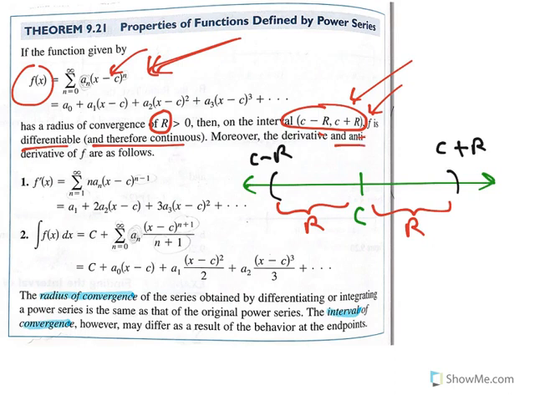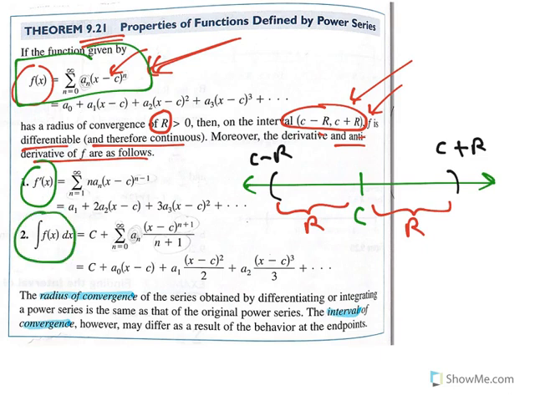Moreover, the derivative and antiderivative of f are as follows. So this theorem allows us to take a given power series and differentiate it to find f prime of x and integrate it to find the indefinite integral of f of x dx. So we'll take a look at that.